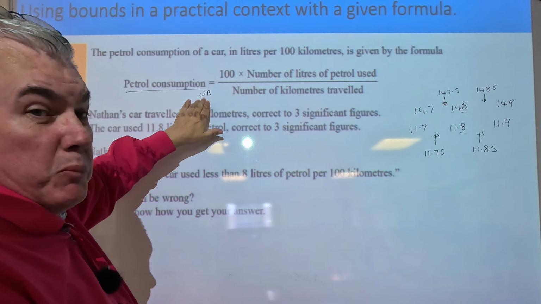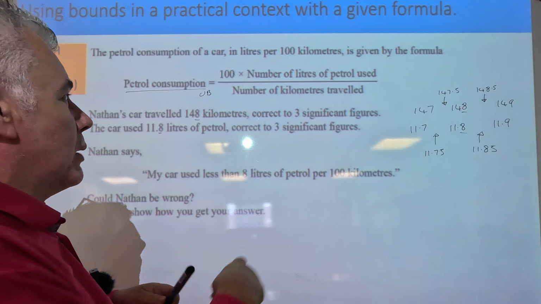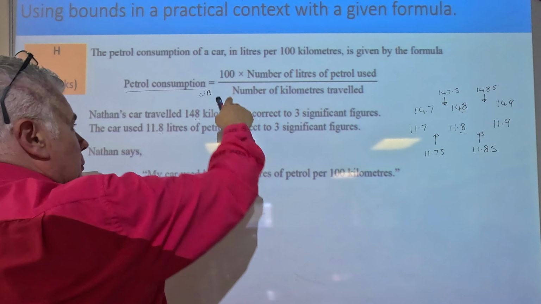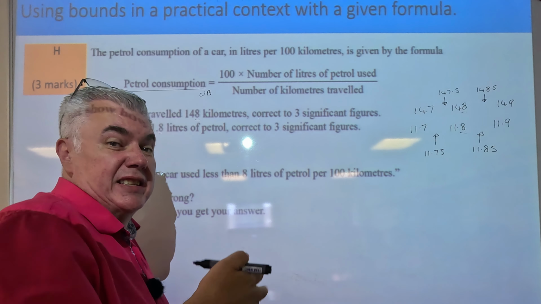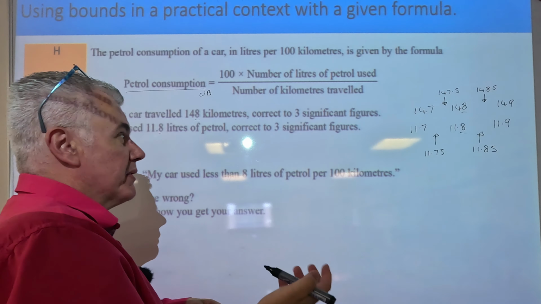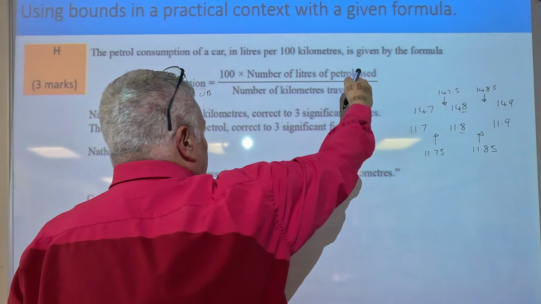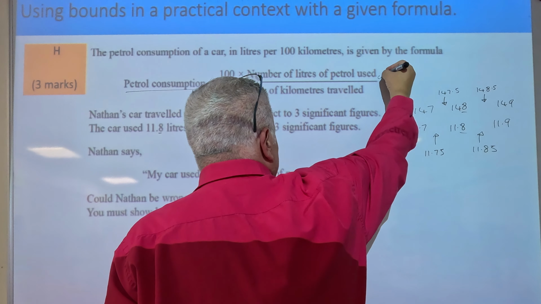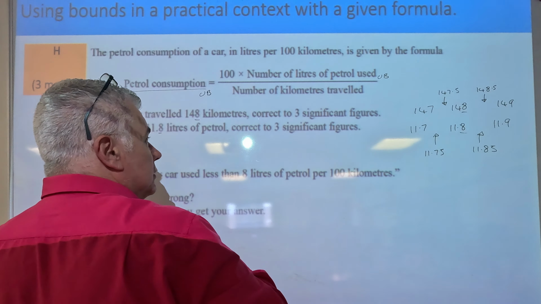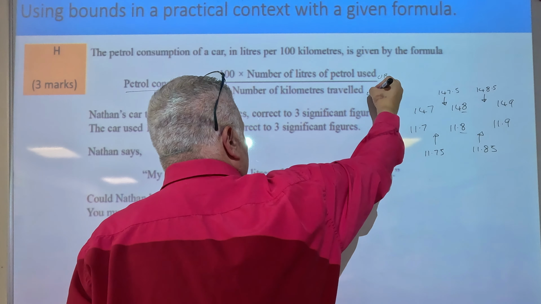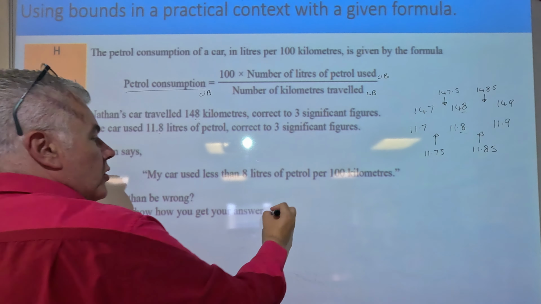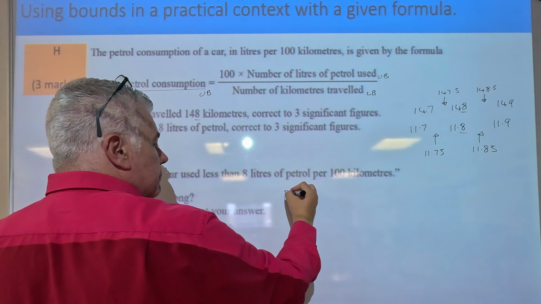I want to see if this can be more than 8. I need to find out if it's more than 8. I want this to be as big as possible. Well, 100 is just a number. I'm not going to change that. They've told me the number is 100. That hasn't been rounded. Number of litres of petrol used. I want this to be as big as possible. So I need the thing I'm dividing into to be as big as possible, but I'm going to use the lower bound for that.